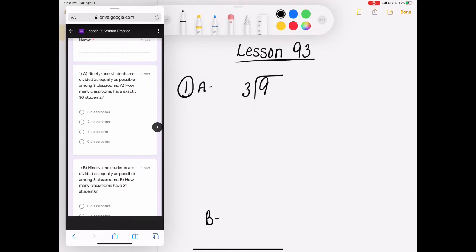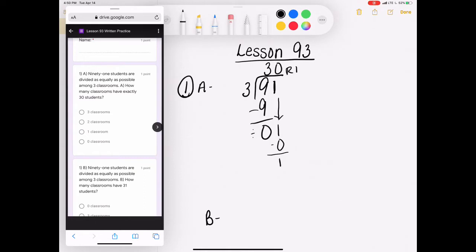We need to divide 91 students into 3 classrooms. 3 times 3 is 9. 9 minus 9 is 0. And bring down a 1. There are not any 3's in the number 1, so I write 0. 0 times 3 is 0. And there's a remainder of 1.